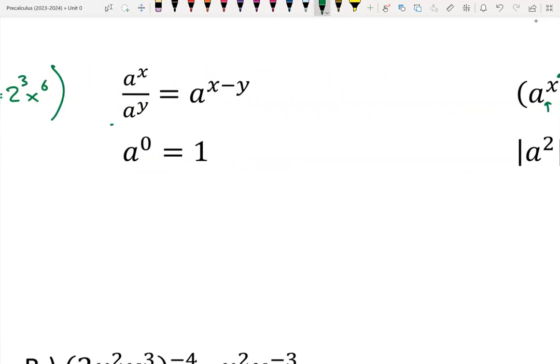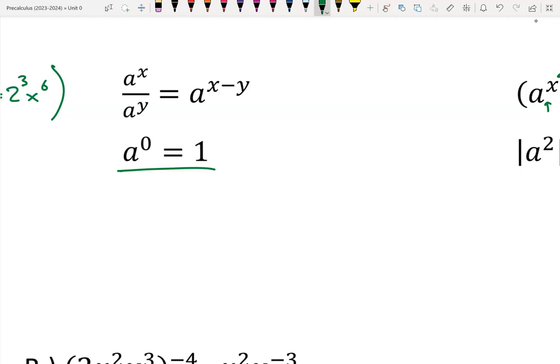Over here, this one is very similar to our very first one, but this time we are dividing. So if we are dividing, we are going to subtract the powers. This is our identity exponential property. Anything to the 0 power is 1.